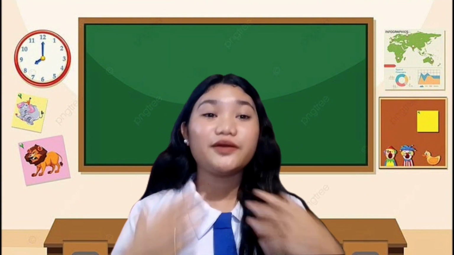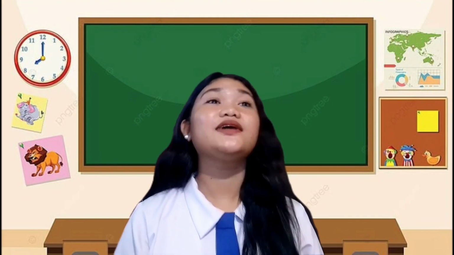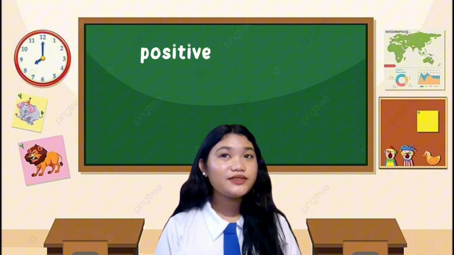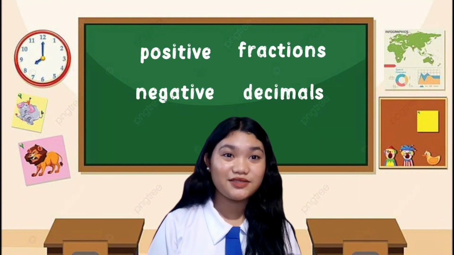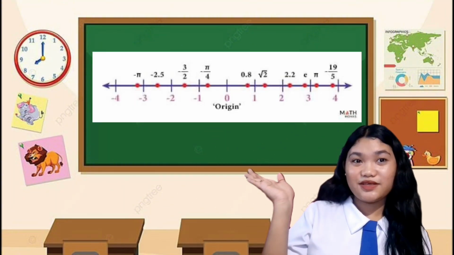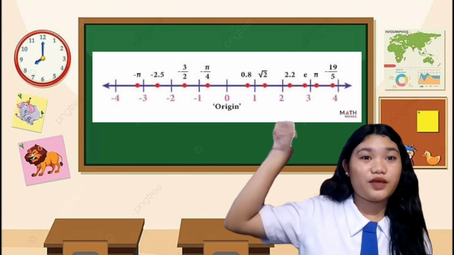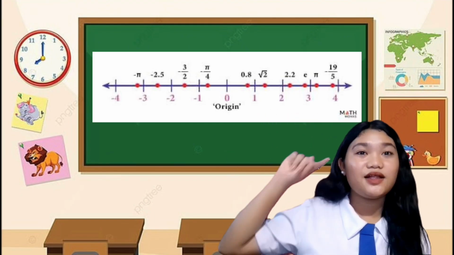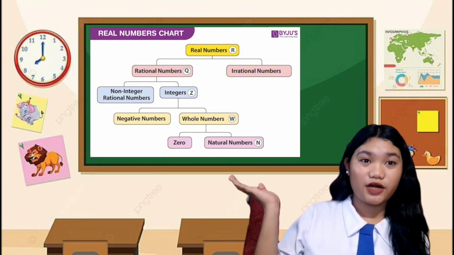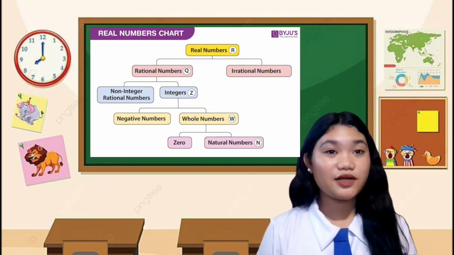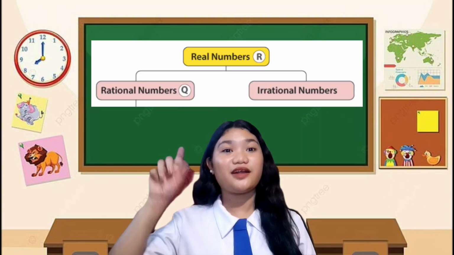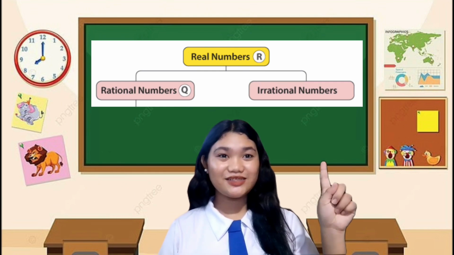Are there any fake numbers? Of course, no. Real numbers are any numbers that can be found on the number line. They are either positive, negative, fractions, and decimals. So here are examples of number lines. As you can see, all the numbers on the number lines are what we call real numbers. As you can see in the chart, real numbers are categorized in two. We have rational numbers and irrational numbers.